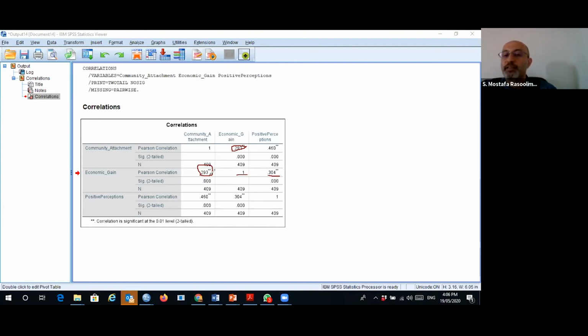And both are significant, but the values are moderate, right? And the last one, positive perception and community attachment. This one is similar to this one, exactly the same, because here is community attachment and positive perception, and here is positive perception and community attachment. So we have the correlation, size, sign, and the significance of correlation, the p-value, here.